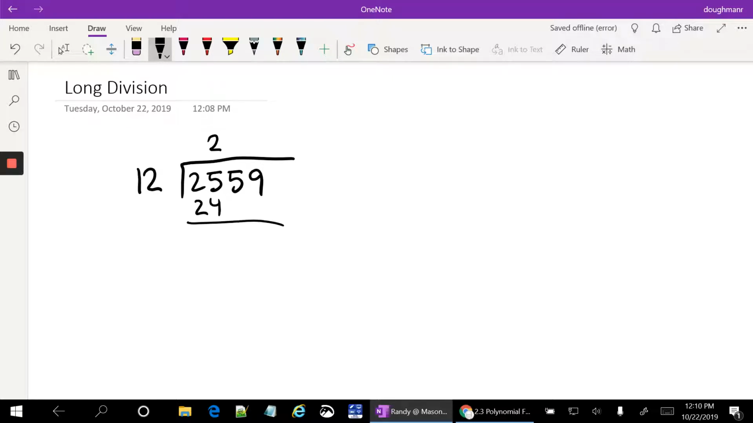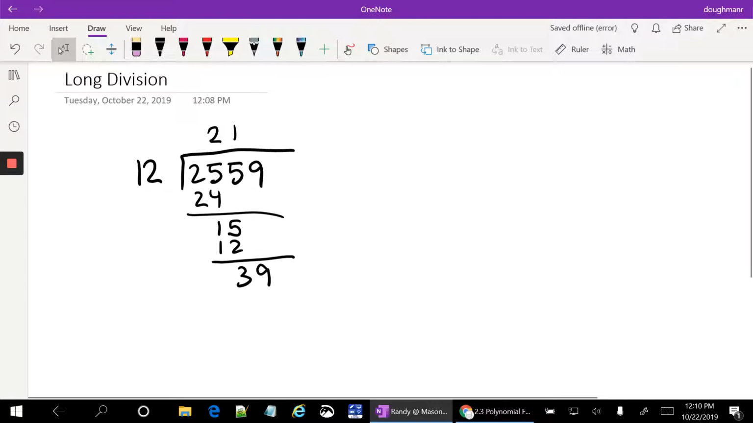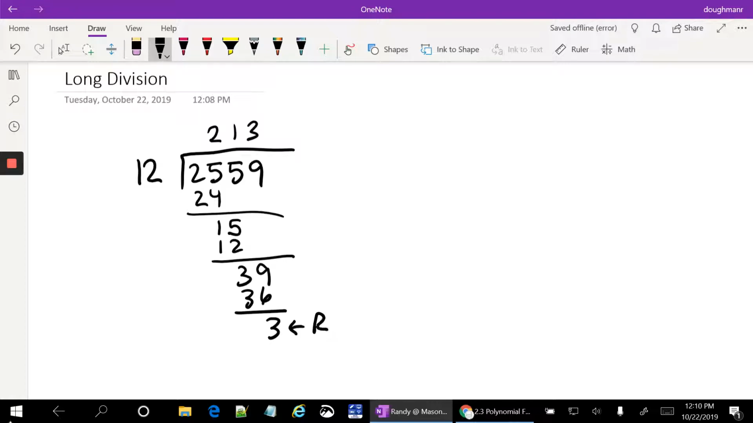Okay, subtract the 4 from 5. 1, bring down the 5. All right, now I say, how many times does 12 go into 15? Once. So that's 12. 3, and then I bring the 9 down, so I got a 39. Ask myself again, how many times does 12 go into 39? 3 times, 36. And I don't like these, but I have a remainder.